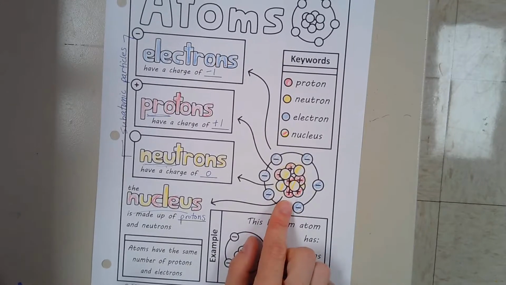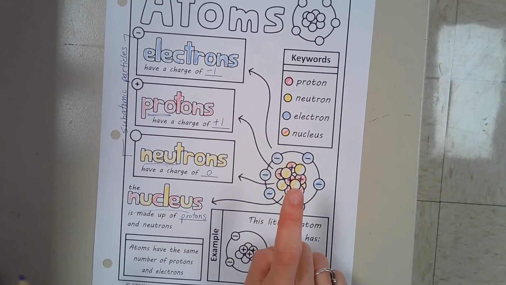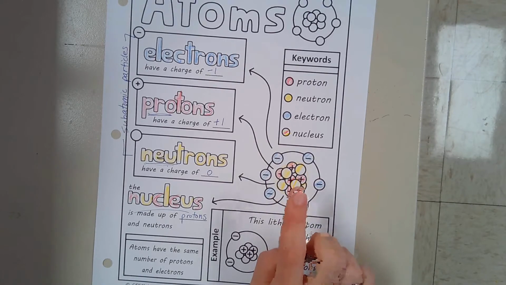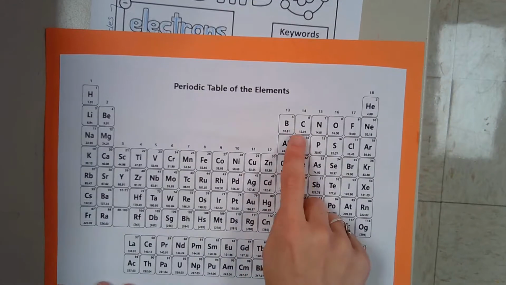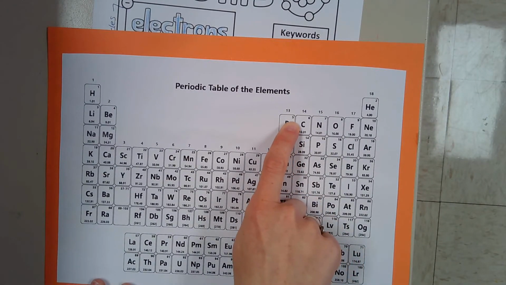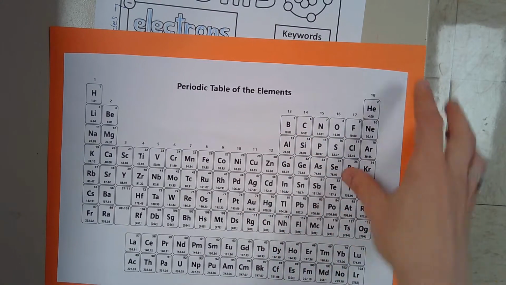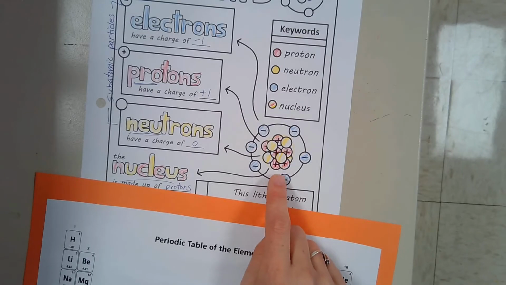And so this would be an atom of 1, 2, 3, 4, 5, 6 protons. And so if we look at our periodic table, the number on the top, that tells us the number of protons. So this would be 5. This one has 6. So this is a carbon atom. So that's what we're looking at here, is a carbon atom.